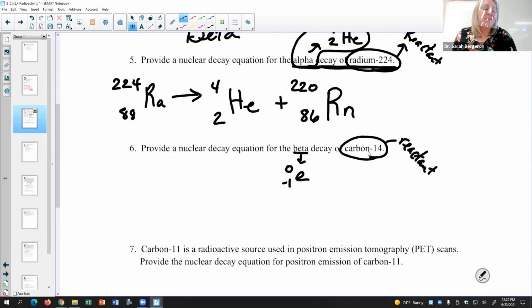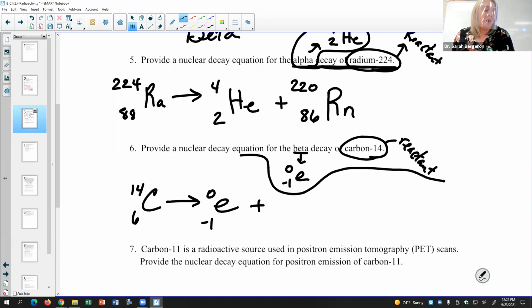All right. So our reactant is carbon-14. So here's carbon. 14 goes top or bottom? Top. What goes on the bottom? 6. Okay. And then that's my only reactant because it's going to decay into multiple things. So I put my yield sign. And one of the things it decays into is that beta radiation plus something else, right?